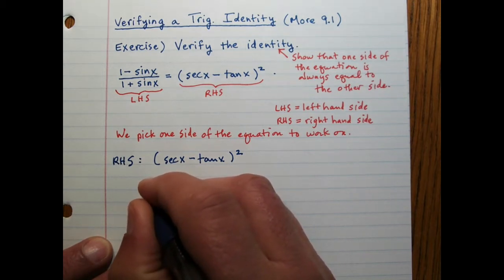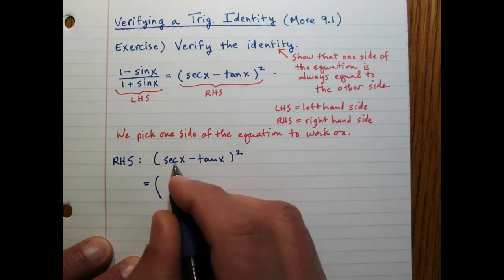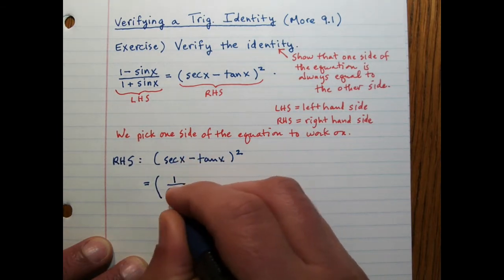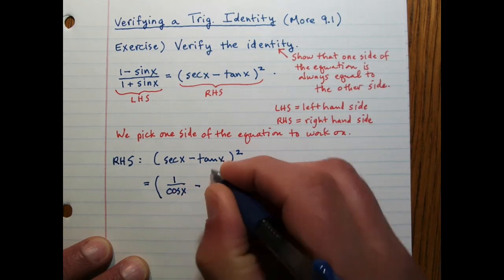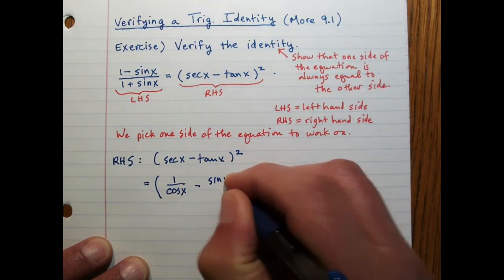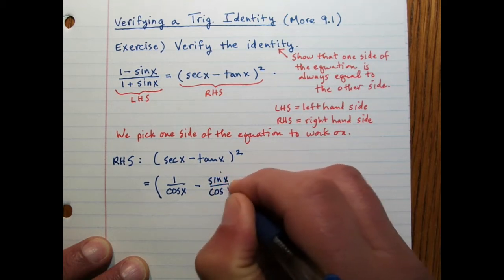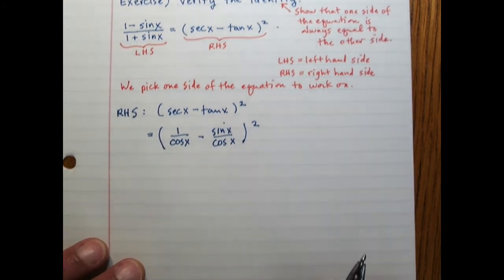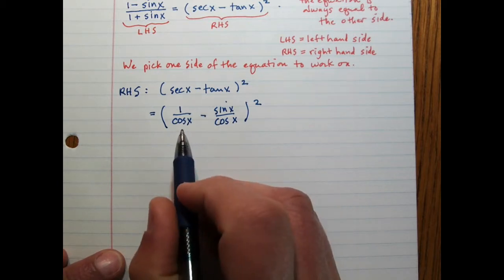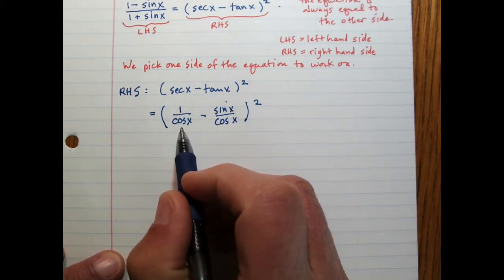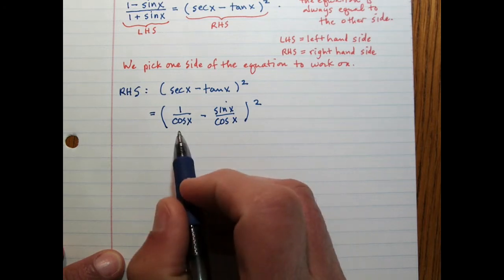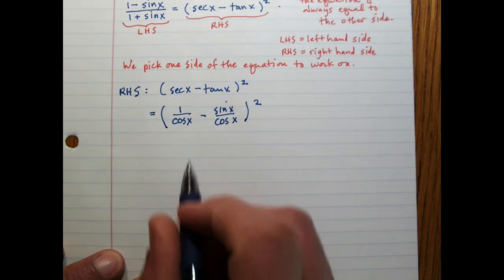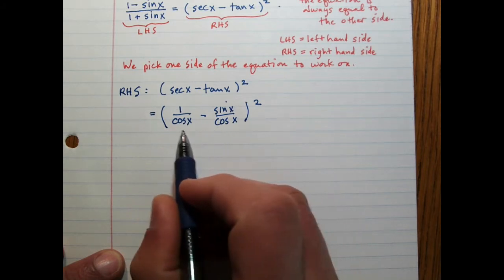So for instance, here I can take the right-hand side and rewrite secant as 1 over cosine x minus tangent, which is sine x over cosine x, all in parentheses squared. This strategy of rewriting the functions in terms of sine and cosine is often a very good strategy to use because, to me, it looks less scary somehow just being written in terms of sine and cosine.